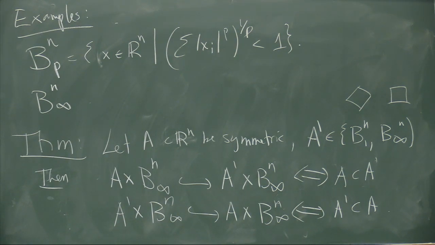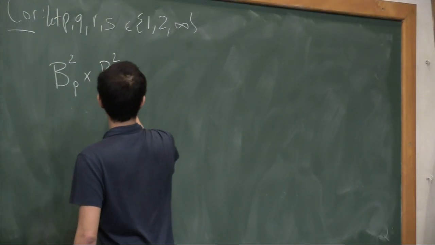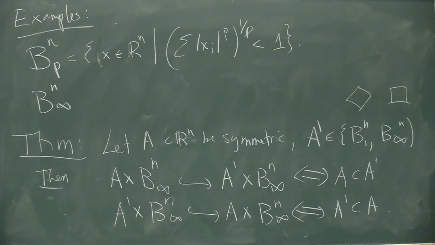So before I talk about the proof, I want to just mention a pretty corollary of this. So the corollary is the following. Say that you take P, Q, R, S numbers 1, 2, or infinity. And say that you want to embed B_P times B_Q into B_R times B_S.